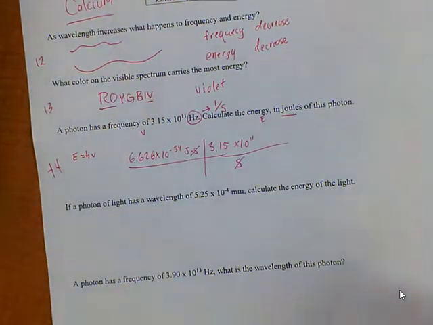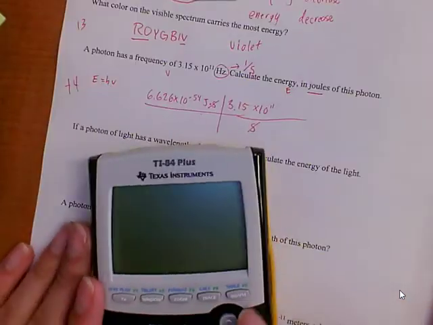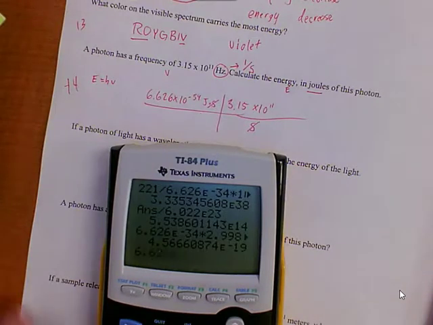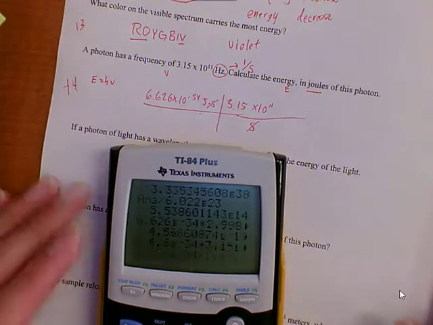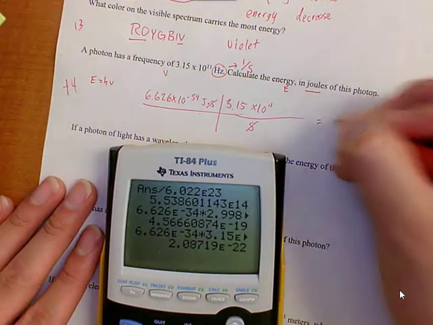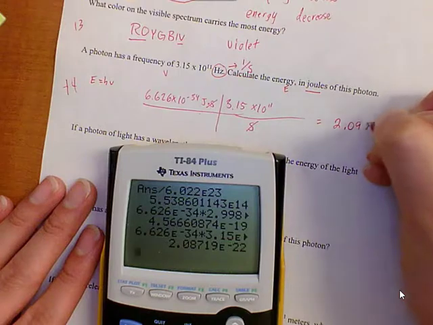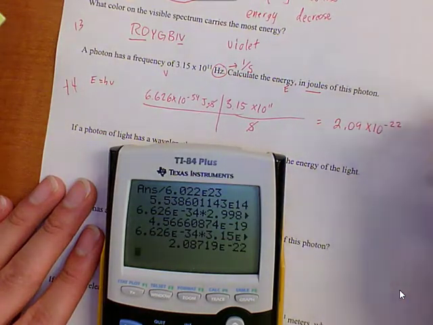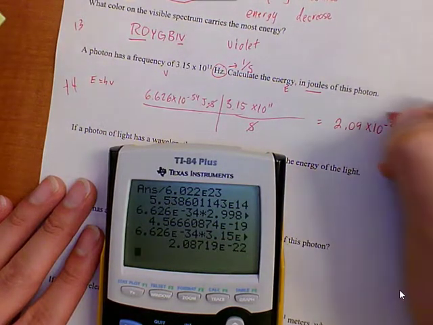We just need to plug it in. So here we go. So 6.636 e to the negative 34th times 3.15 e to the 11th. And I got 2.09 times 10 to the negative 22 joules.